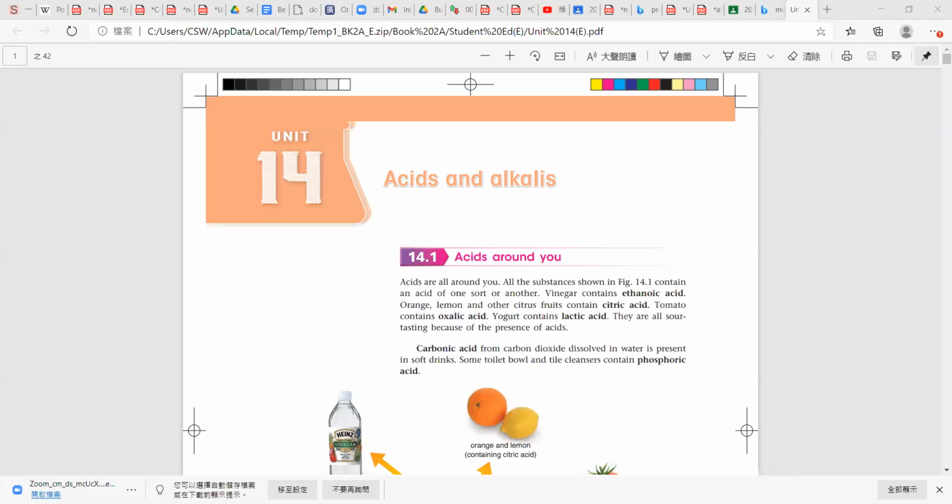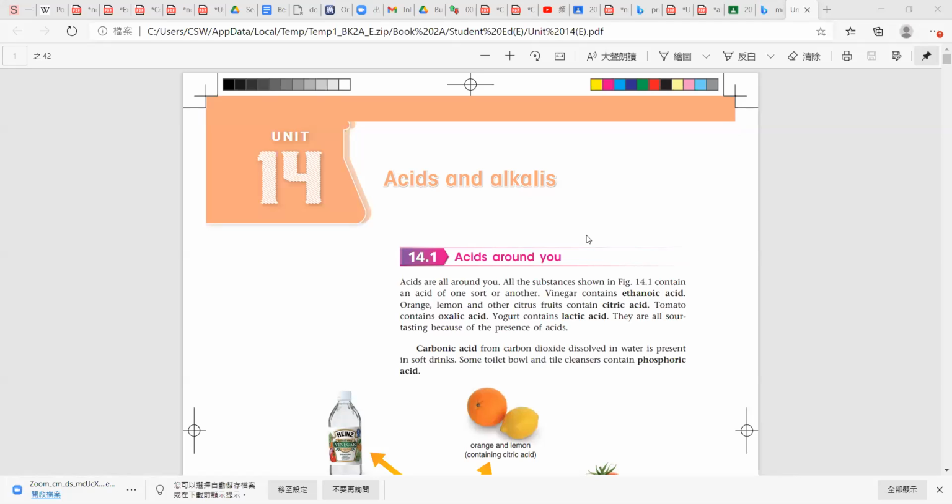Now, what I'd like to show you is on this. Do you have it? We come to acids and alkalis. So to start with, in today's double lesson, we focus on acids first of all.